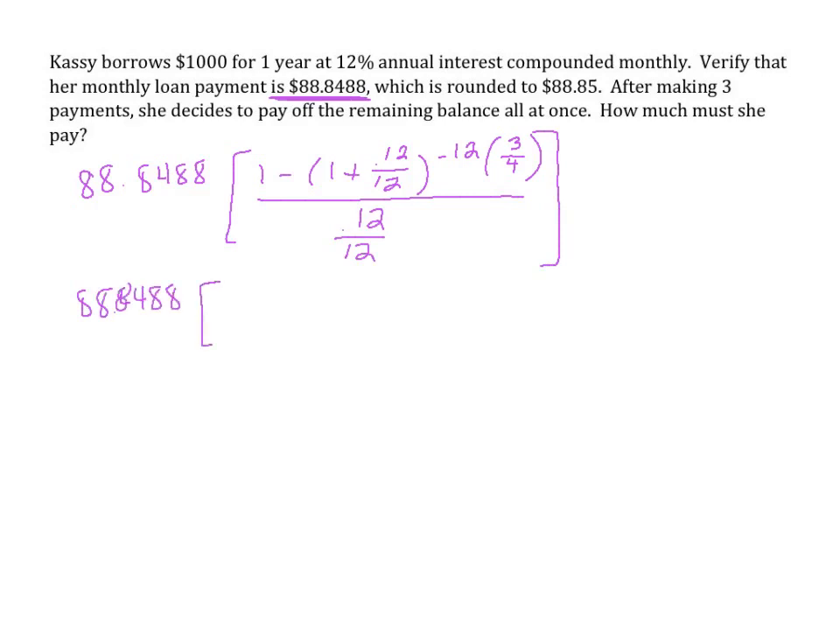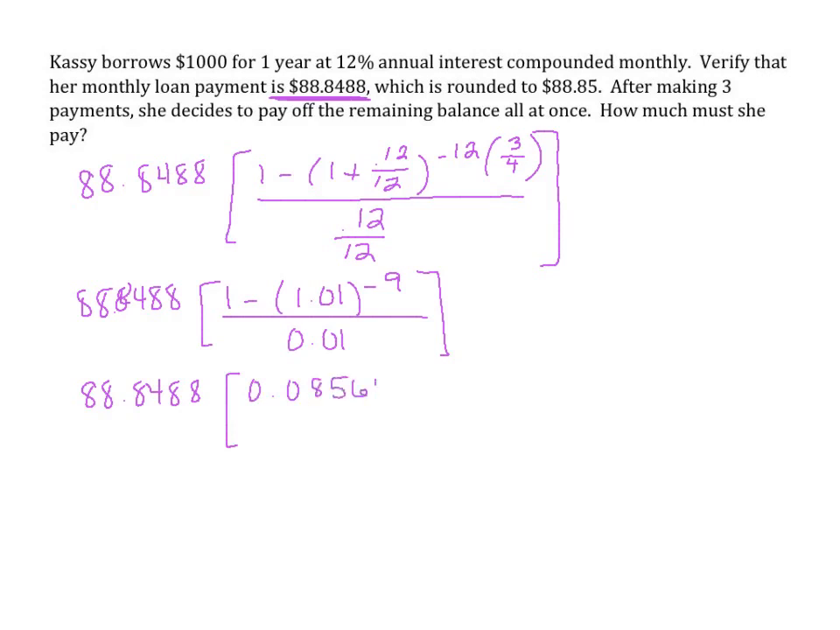88.8488 times 1 minus, well, 0.12 divided by 12 is 0.01, so 1.01. Negative 12 times 3 is negative 36 divided by 4, so negative 9, all over 0.01. So using my calculator, if I were to take 1.01 to the negative 9th power and then take 1 minus that amount, I would end up with 0.08566 divided by 0.01.